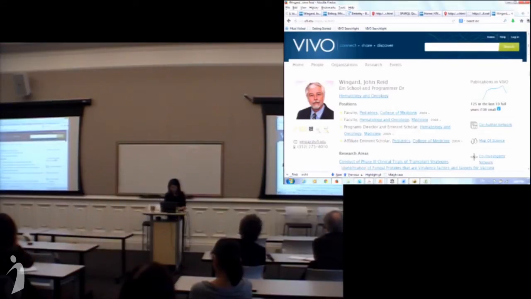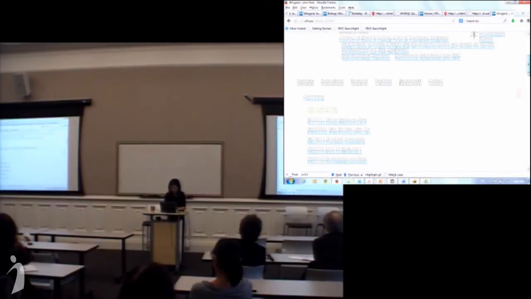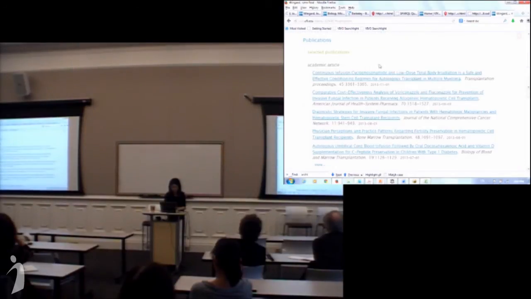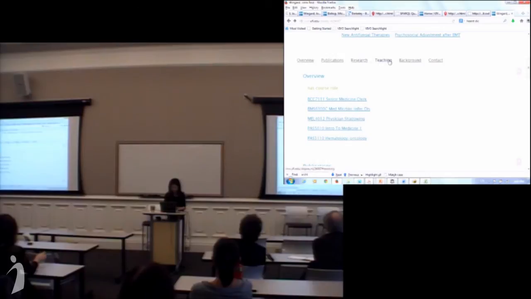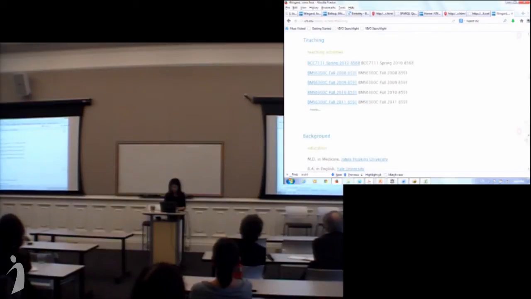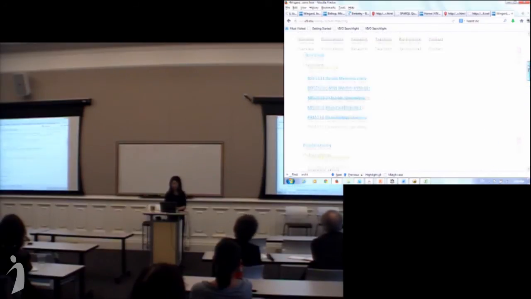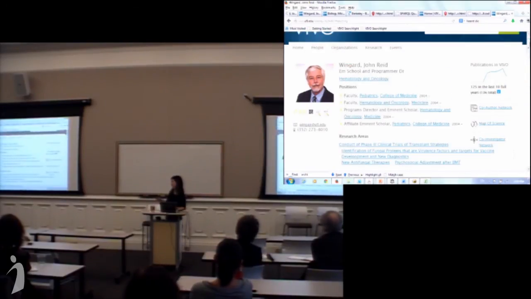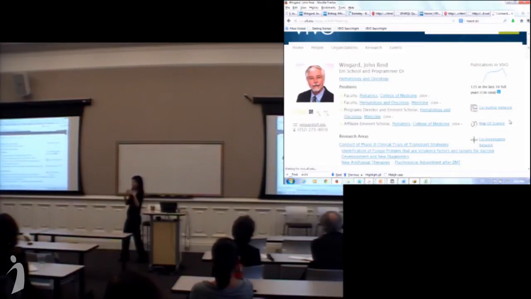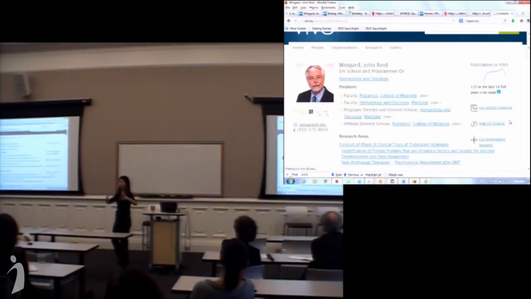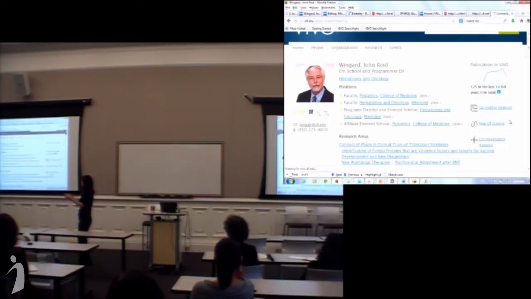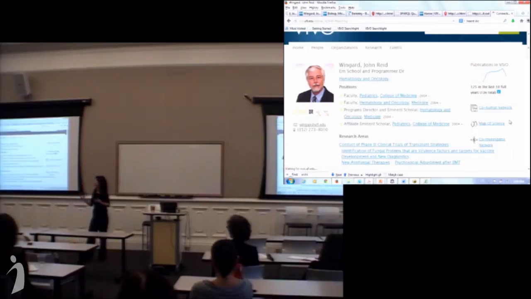Okay, and the position, research area, and publications. And you can see teaching courses. This is the background contact information. So you can see this is unified profiling for scientists, and you can also see their co-author network. The co-author network was built by sending SPARQL queries to the database to collect all the co-authors and create a network.